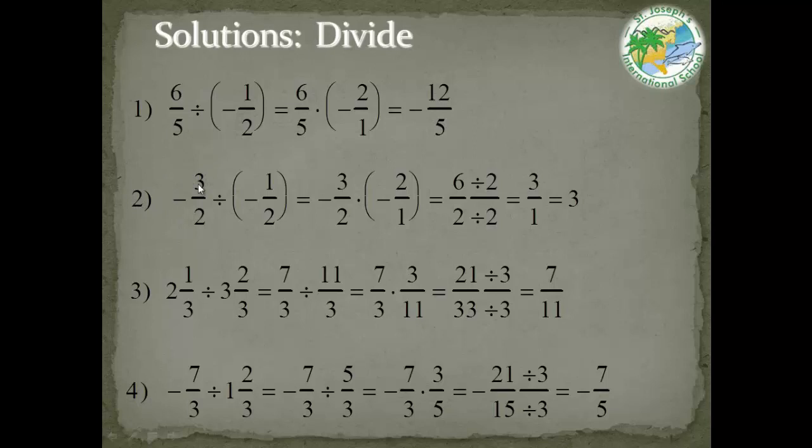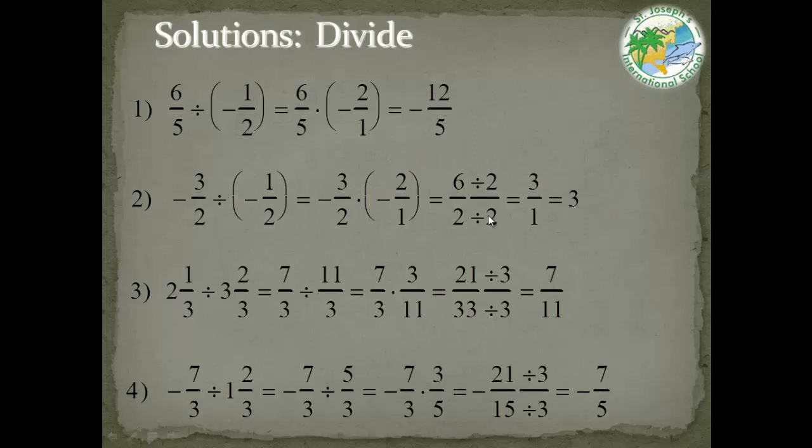The second question: negative 3 over 2 divided by negative 1 over 2. Keep negative 3 over 2, change divide into times, flip to negative 2 over 1. Negative 3 times 2 equals 6, 2 times 1 equals 2. Then 6 over 2, simplify these fractions. Divide by 2 equals 3 over 1 equals 3. We can simplify these fractions by dividing the cross numbers. Divide by 2 equals 3 over 1 equals 3.